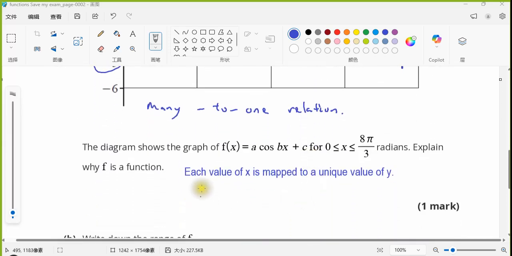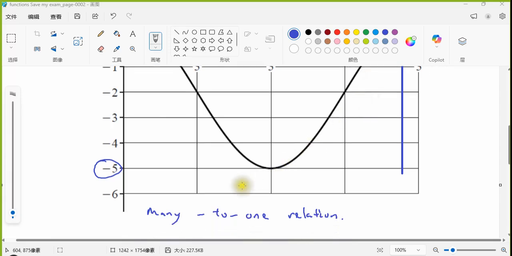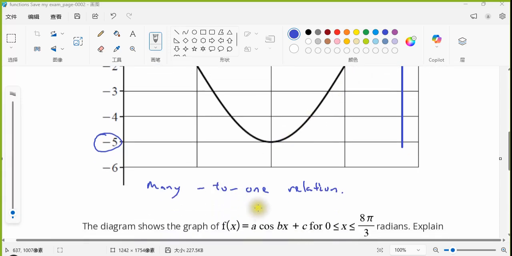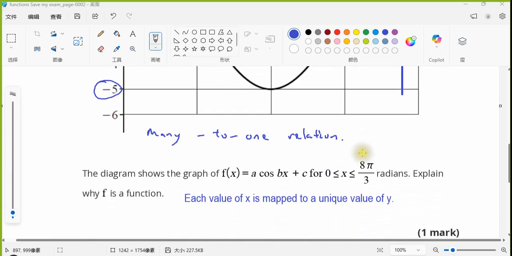So question number 1, the diagram shows the graph of f(x) = a cos bx + c, where x is between 0 and 8π/3. Explain why f is a function. So this is a many-to-one relation. As long as it is many-to-one, then it is a function. If you use the vertical line test, it will touch 1 point.